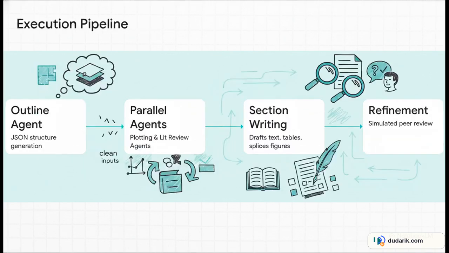So the crucial point is, once those inputs are nice and clean, the pipeline kicks off like a highly coordinated assembly line. It starts with the outline agent generating a structured JSON plan. From there, it branches out, running the plotting agent and the literature review agent completely in parallel. After they finish up, it brings in the section writing agent to draft the actual text, build your tables, and splice in those generated figures. And finally, it tags in the content refinement agent to do a rigorous simulated peer review.